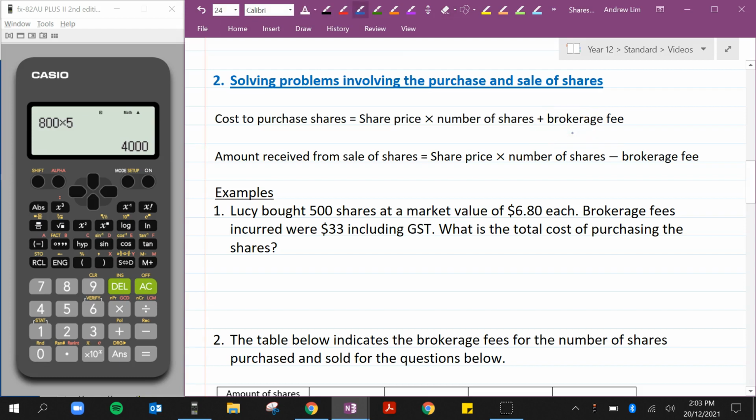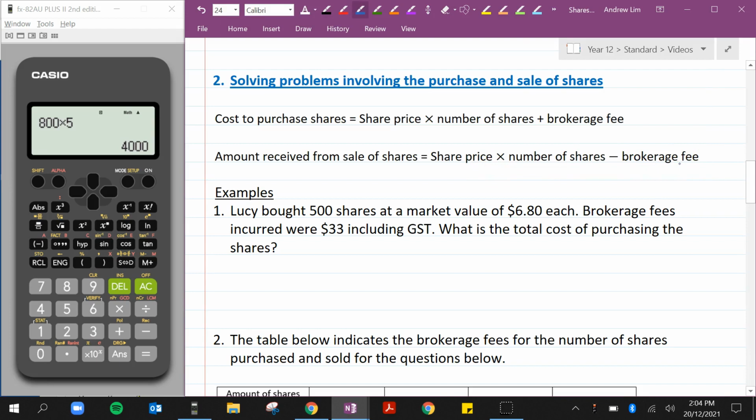The second formula here is the amount received from the sale of shares. So you've got shares and you decided to sell them. How much money will you get? Well, it's whatever the share price is times the number of shares that you sell, minus the brokerage fee, because you have to pay a fee in order for the broker to sell your shares.